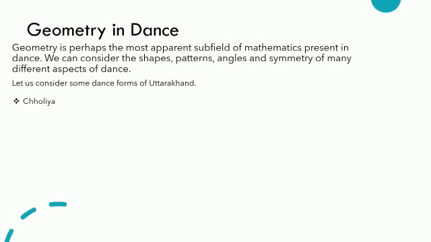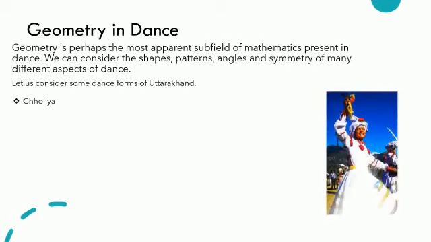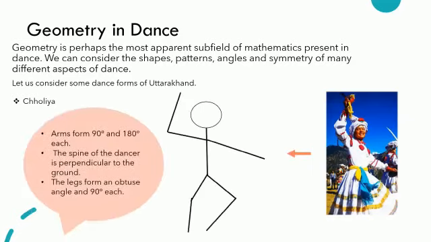So firstly, Cholia. So this is an image of a dancer performing Cholia. Let us look at the simplified version. So here the arms of the dancer form an angle of 90 degrees and 180 degrees each. So 180 degrees means a straight line. The spine of the dancer is perpendicular to the ground, and the legs of the dancer form an obtuse angle and 90 degrees each. So these are all the observations which could be done just by looking at a single dancer.